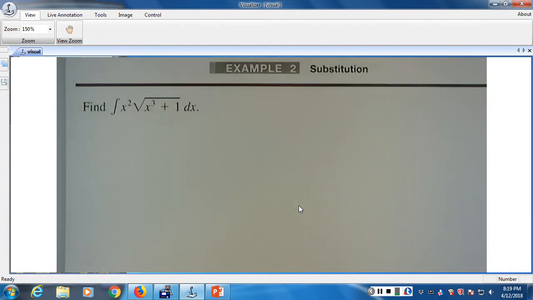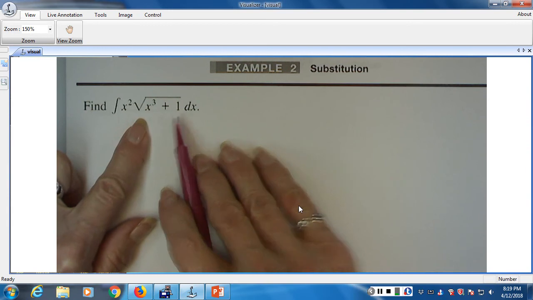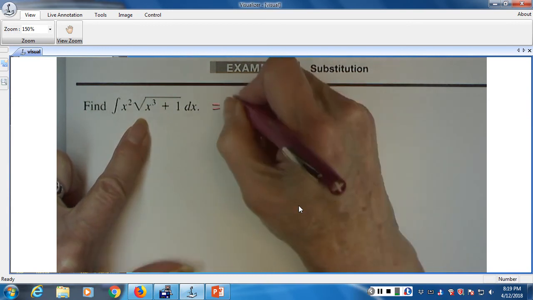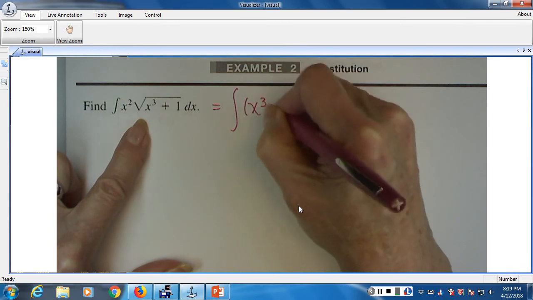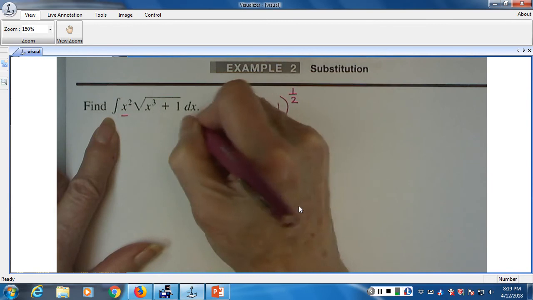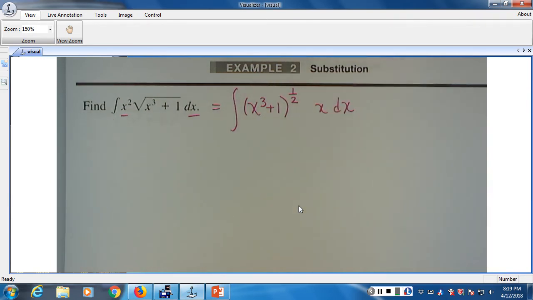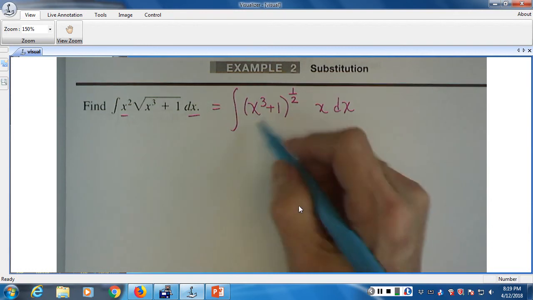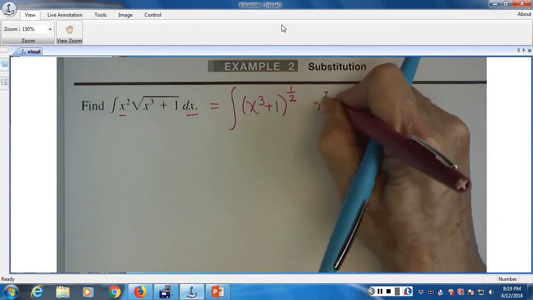Okay, we'll try another one. Here we've got this, and the only rule we've got to work with is power rule. So the first thing we're going to do is we're going to rewrite that as a power. And then what's left is x dx. So then our question becomes, okay, what's the derivative? I'm sorry, x squared. I left out my square. And that would have been important.